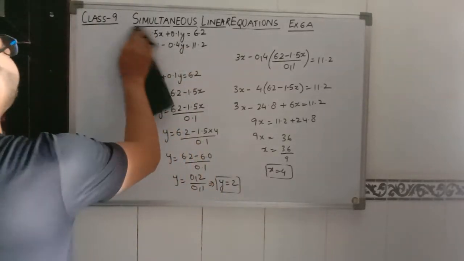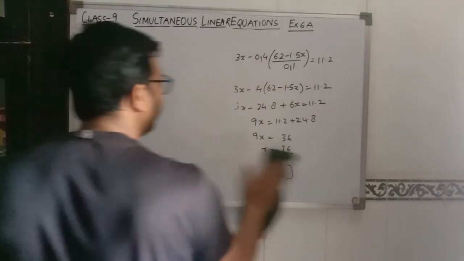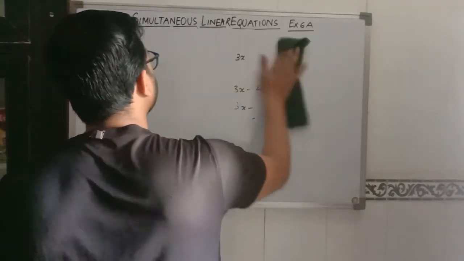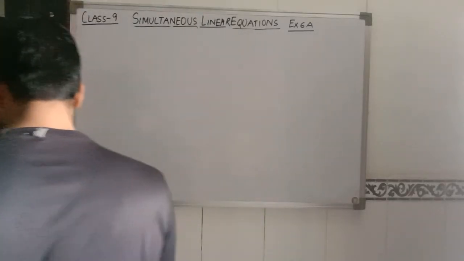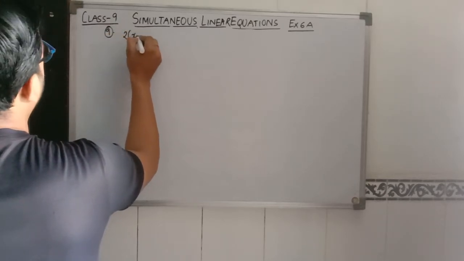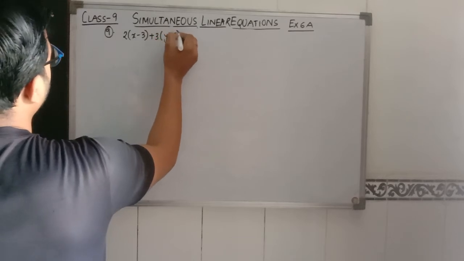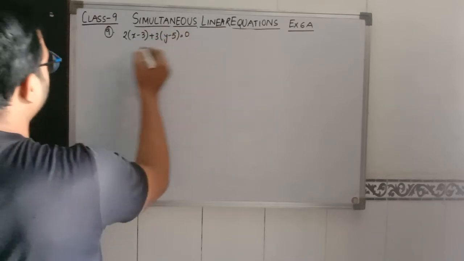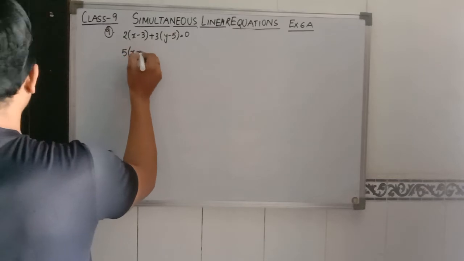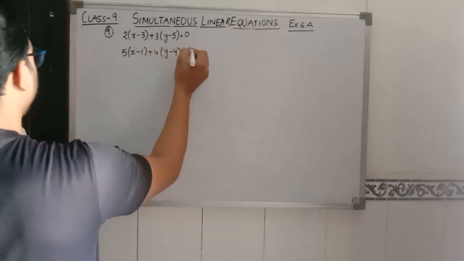Sometimes we have to simplify the equations, then only we can place them in the other. Because from question number 9, such questions will be asked. Question number 9 is saying that 2 in brackets (x minus 3) plus 3 in brackets (y minus 5) is equal to 0. That is the first equation. Second equation is 5 in brackets (x minus 1) plus 4 in brackets (y minus 4) is equal to 0.